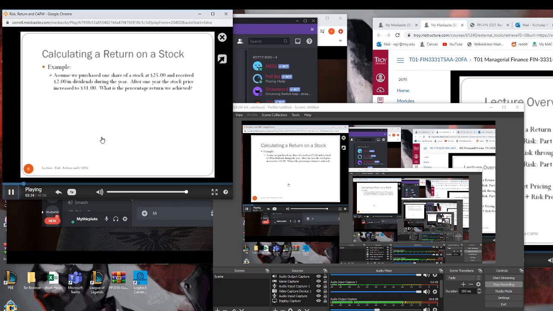So for example, assume that we purchased one share of a stock at $25 and received $2 in dividends during the year. After 1 year, the stock price increased to $31. What is the percentage return that we achieved? Well, let's just do the math. Our percentage return equals the capital gains yield plus the dividend yield, and now we can just plug in the numbers: 31 minus 25 divided by 25, plus 2 divided by 25. I'm just putting in the values from above into this equation. And that reduces to a capital gains yield of 24% and a dividend yield of 8%, which is a total return of 32%. That's not bad, at least that looks pretty good. But regardless, that's how we calculate it.